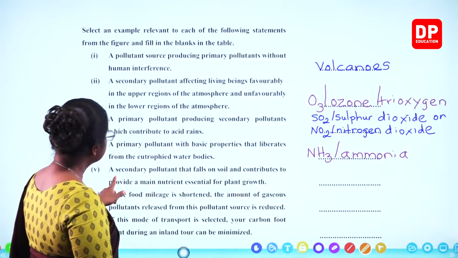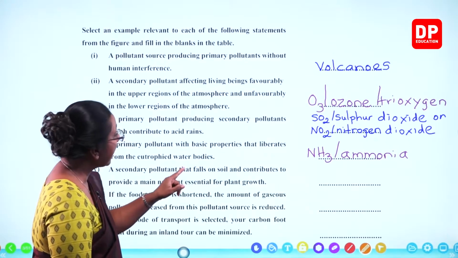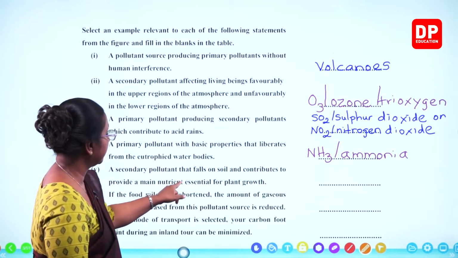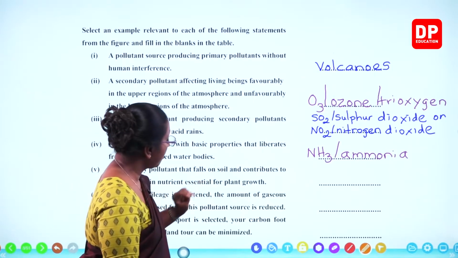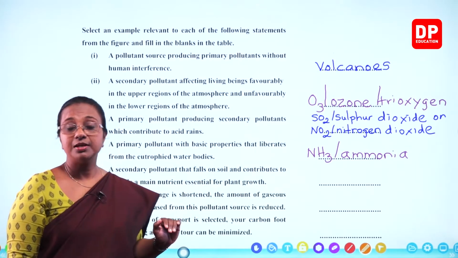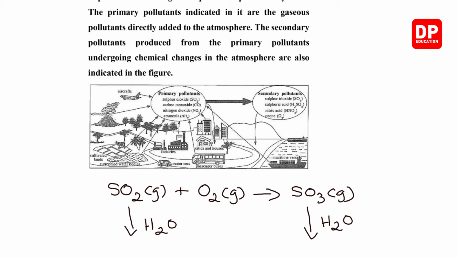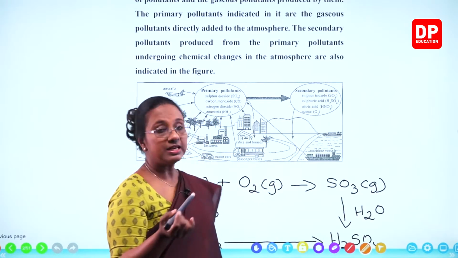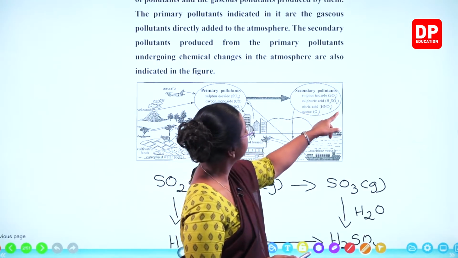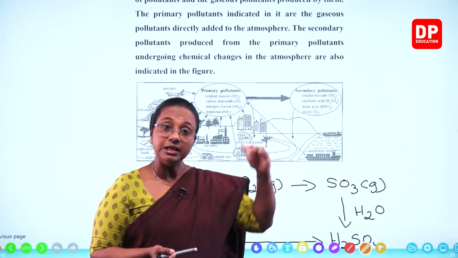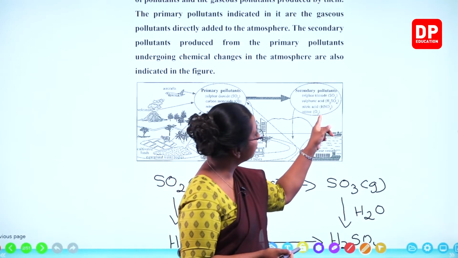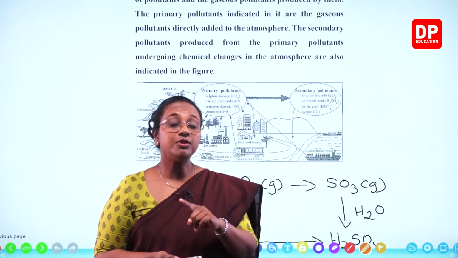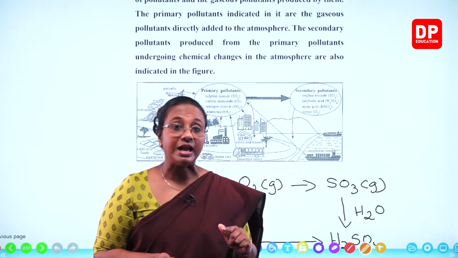Then the fifth one, a secondary pollutant that falls on soil and contributes to provide a main nutrient essential for plant growth. So it has to be a secondary pollutant, should fall on the soil, and it has to support plant growth. It has to be a nutrient for plant growth. If you try to find that, look at the secondary pollutants. There is sulfur trioxide, it's a gas. Then if you look at sulfuric acid, nitric acid, obviously with rainwater, they will fall on the soil. Ozone again, it is a gaseous component. So out of sulfuric acid and nitric acid, from sulfuric acid you get sulfates, from nitric acid you get nitrates.